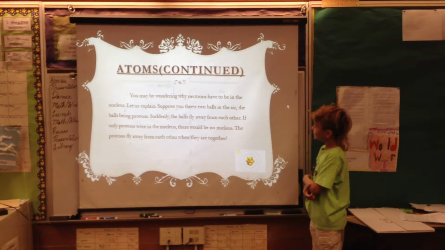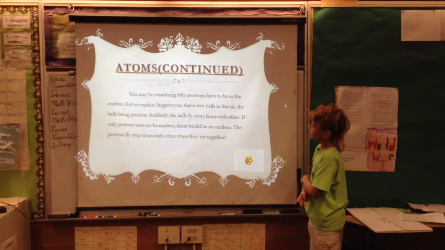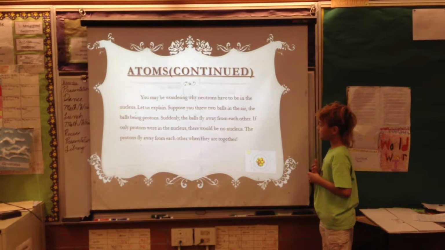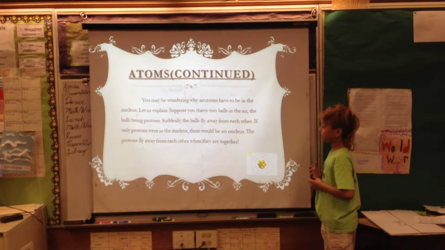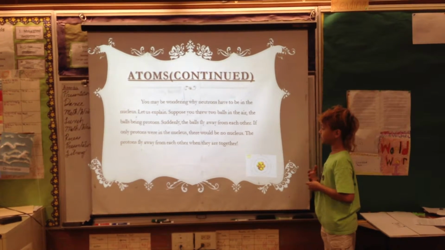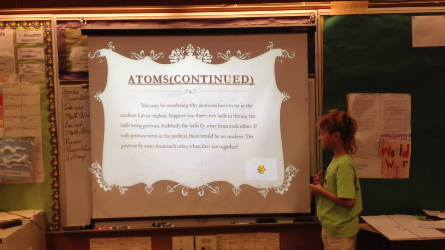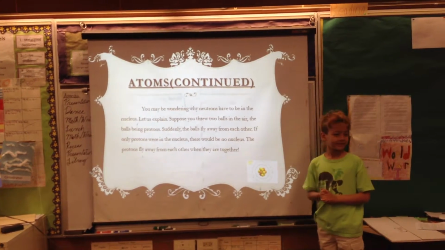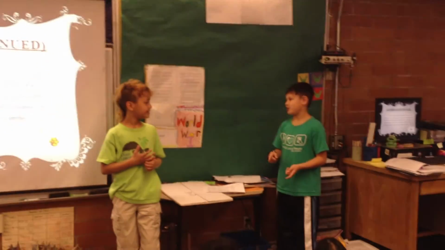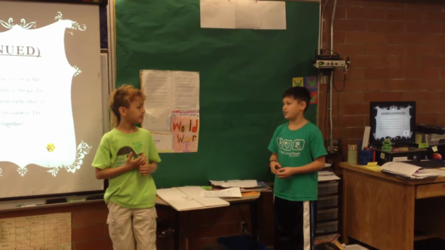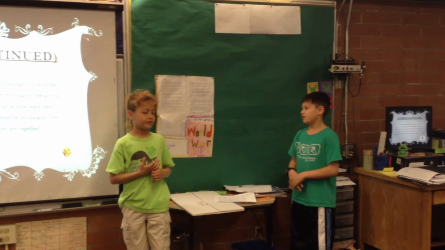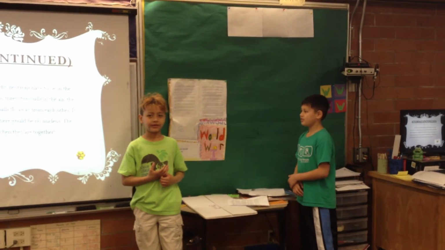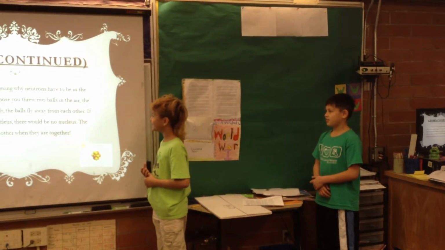You may be wondering why neutrons have to be in the nucleus. Let us explain. Suppose you threw 2 balls in the air, the balls being protons. Suddenly, the balls fly away from each other. If only protons were in the nucleus, there would be no nucleus. The protons fly away from each other when they are together. Also, there's one neutron per 2 protons, which means 0.5 per neutron. But you wouldn't have half a neutron in one that only had 1 proton. That would be weird.